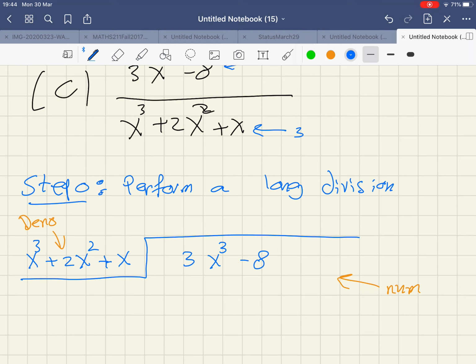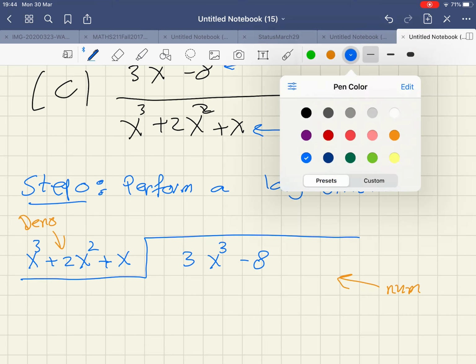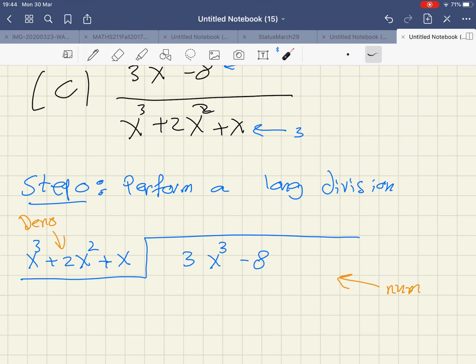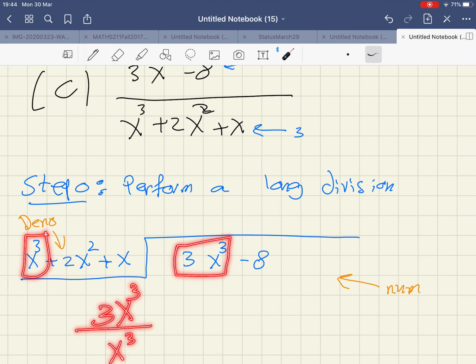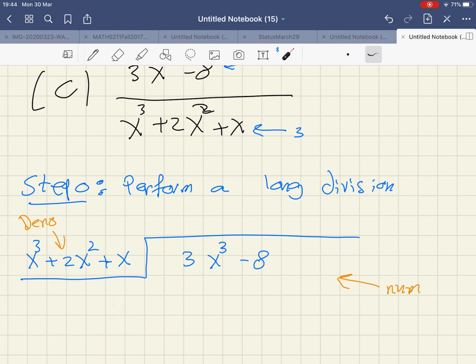That's good. Next step, what you need to do is take the highest power divided by the highest power. So I will take this, I will divide it by this. So I will get 3x cubed divided by x cubed. That's what we will do. Can you tell me how much is the answer? It's just 3. So you will write 3 here. And that's what we will get. So I get 3.